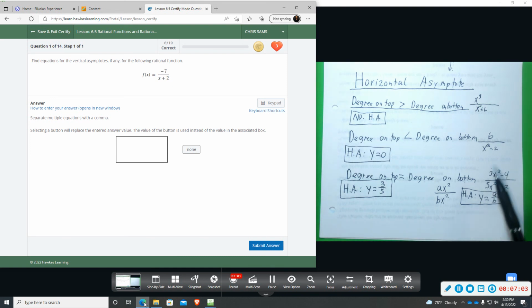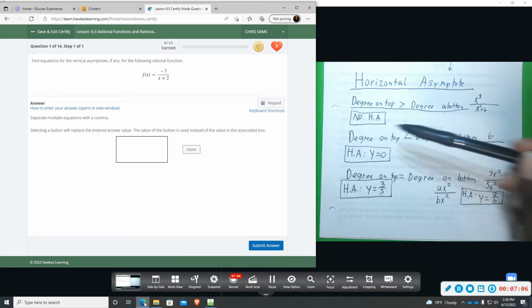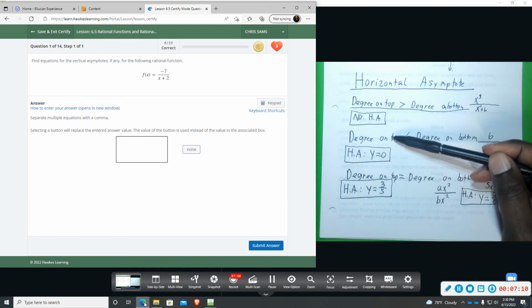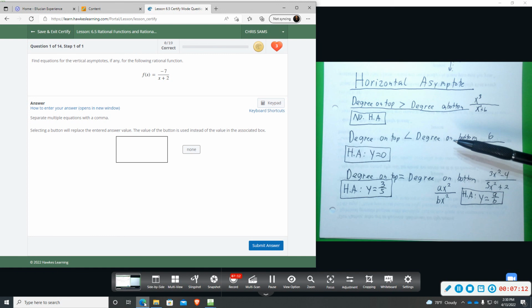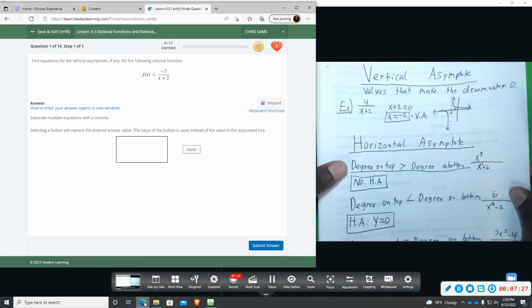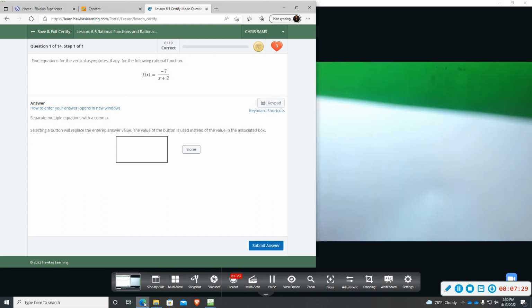Any ratio could appear. So we have no horizontal asymptote if the top is greater. If the bottom is greater, then we have 0. And then if they're equal, then you have the ratio. So that's with horizontal asymptote. You have 3 scenarios. And then there's one more. It is a slant asymptote.